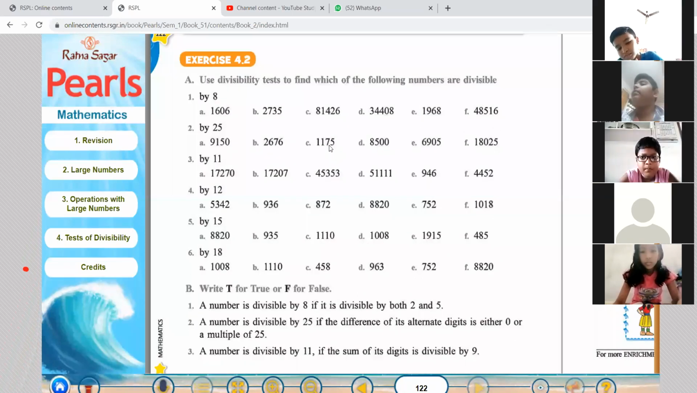So now we are going to check some more examples. Look at exercise 4.2. Here also 6 numbers are given. Which is our first number?